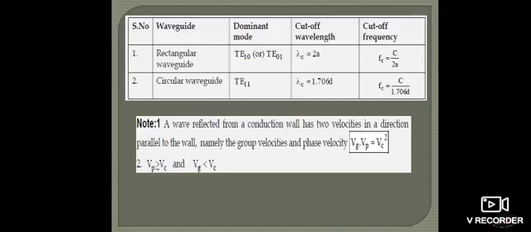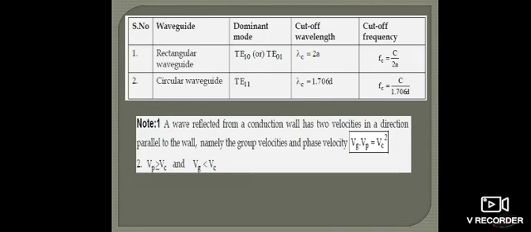So for the rectangular waveguide, the dominant mode is TE10, and it also has the cutoff wavelength lambda c equals 2a, and the cutoff frequency fc equals c by 2a. For the circular waveguide, the dominant mode is TE11 and the cutoff wavelength is lambda c equals 1.706d, and the cutoff frequency is fc equals c by 1.706d. Okay, so when we consider the waveguide, rectangular and circular have different wavelengths. Why? Because the construction of the waveguide is different in the rectangular and the circular waveguide.